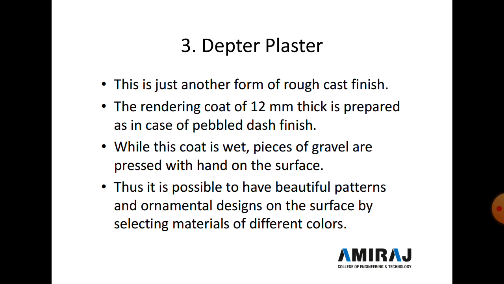Now what is debtor plaster? This is just another form of the rough cast plaster finish, and the rendering coat of 12 mm thickness is prepared as in the case of the pebble dash finish. While this coat is wet, pieces of gravel are pressed with the hand onto the surface. So here, in debtor plaster, small pebbles are compulsory.